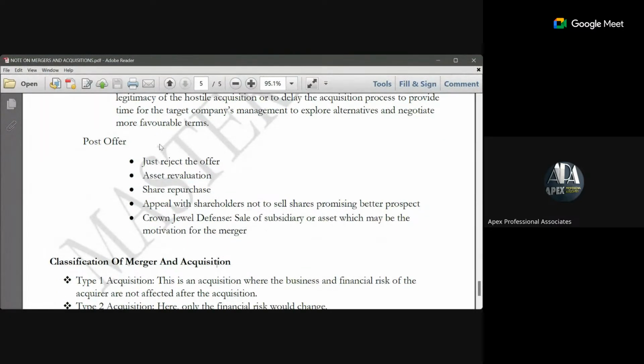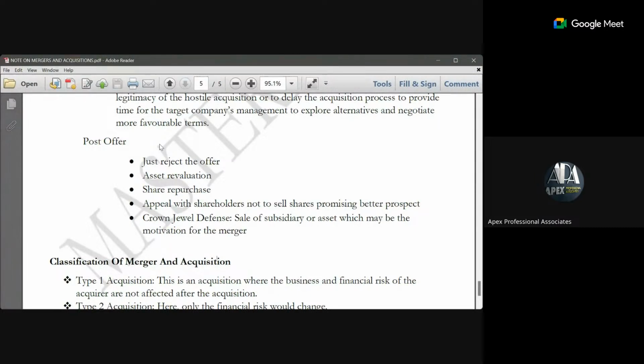We also have appeal to shareholders not to sell shares, promising better prospects. They can appeal to their shareholders to say, shareholder, don't sell your shares. If you retain your shares in the next financial year, we will declare a dividend that is probably a 100% increase of what we used to pay.